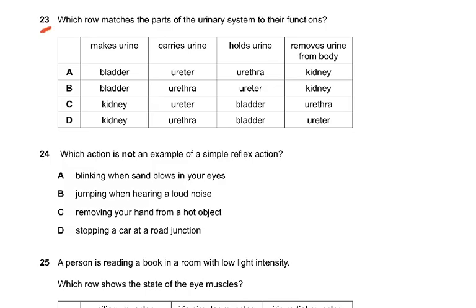Question number 23. Which row matches the parts of the urinary system to their function? Removes urine from the body. I would look at that. So the answer is C. Makes urine, kidney; carries urine, ureter; holds the urine, bladder; and removes urine is urethra.